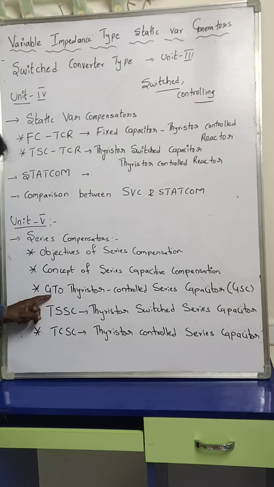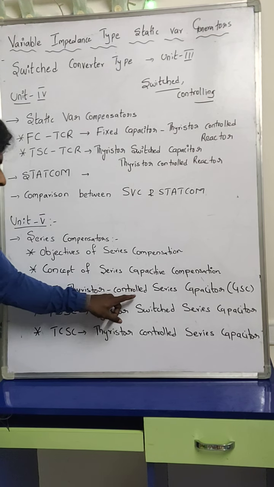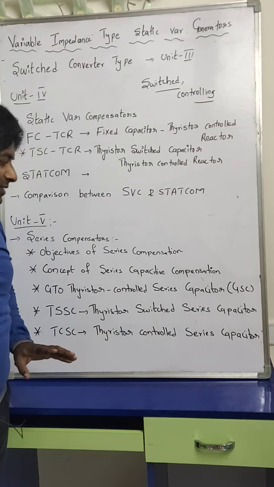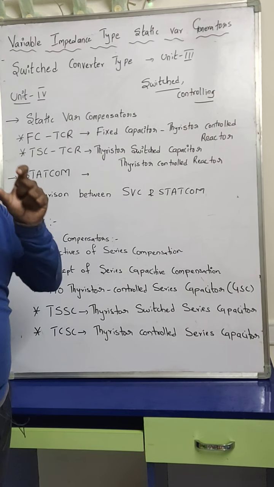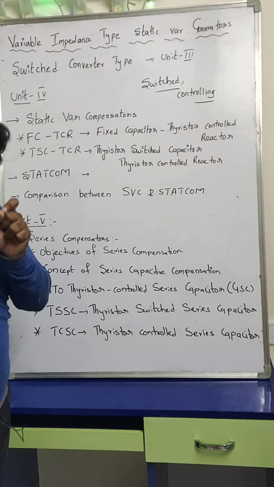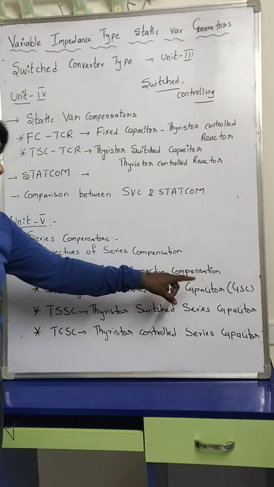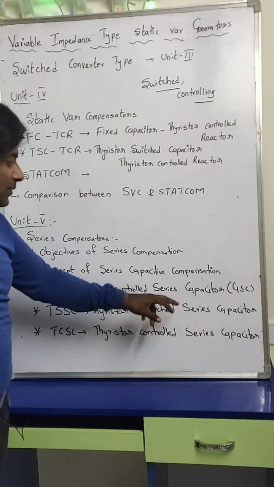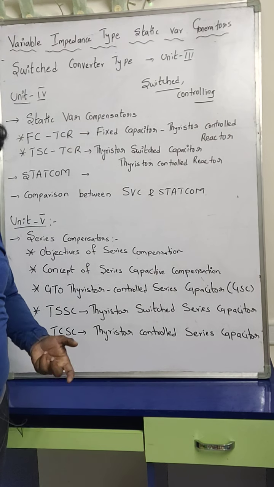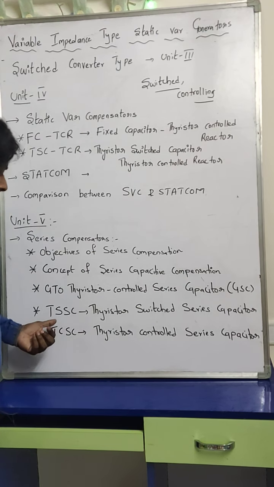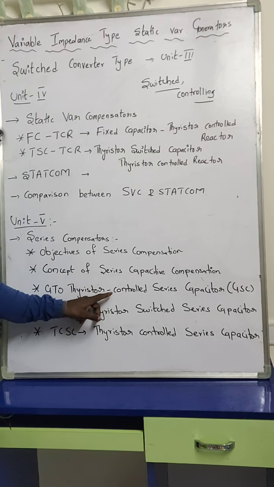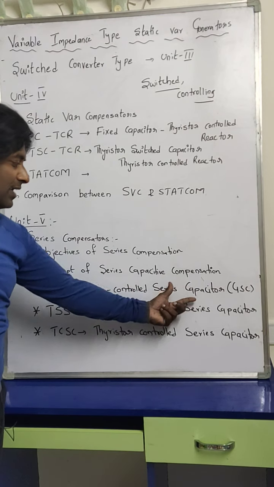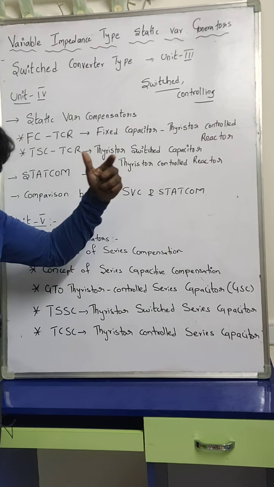In series compensation, 3 types are there. GTO thyristor controlled series capacitor. Whenever you observe the word control, it means that by varying the firing angle of the thyristor, we are going to obtain different impedance values. Here the capacitive nature is varied. How will we understand? Next one, GTO thyristor means gate turn off thyristor. Controlled series capacitor. The capacitor is connected in series with the transmission line.